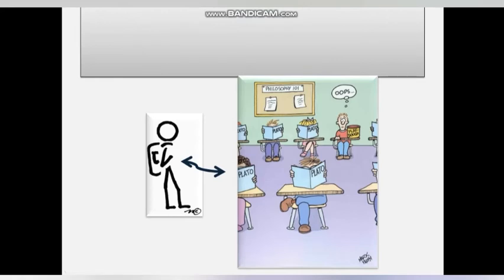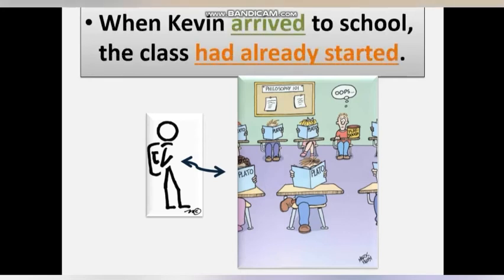When Kevin arrived at school, the class had already started. This is because the class started before Kevin arrived. That's why we used when Kevin arrived in the simple past tense, and the action that happened before is used in the past perfect tense.